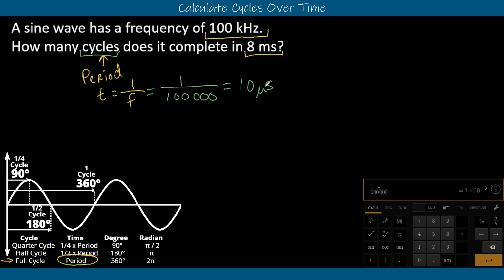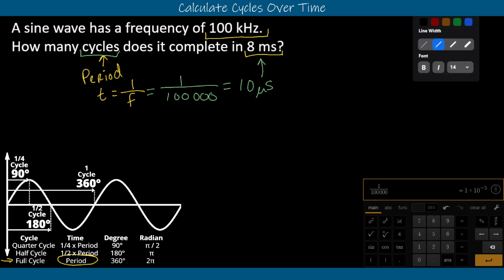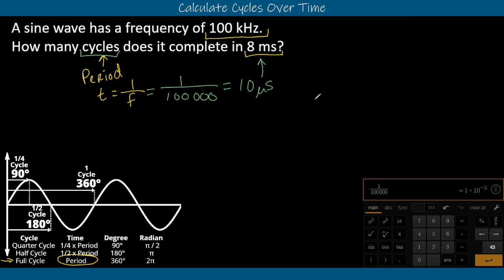And now we need to know how many times 10 microseconds happens in 8 milliseconds. And so that's our next stage here. So we'll take our 8 milliseconds, that's actually a larger time, and we'll divide it by 10 microseconds. We'll put the 8 milliseconds in as 0.008, move that over by 3, right? And we'll divide that by our microseconds.